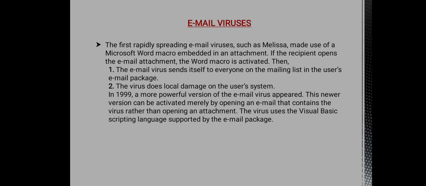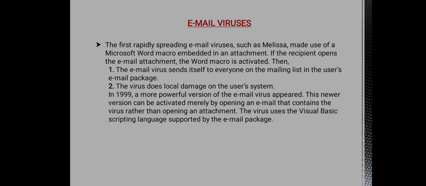Next one is email viruses. A more recent development in malicious software is the email virus. The first rapidly spreading email viruses such as Melissa made use of a Microsoft Word macro embedded in an attachment. If the recipient opens the email attachment, the Word macro is activated. Then, the email virus sends itself to everyone on the mailing list in the user's email package. The virus does local damage on the user's system.